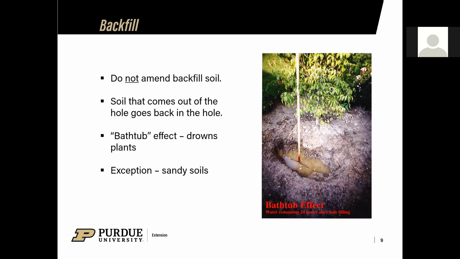The only exception I have to this rule is, I live in Seymour. My backyard is very, very sandy. I might put a little bit of compost or peat moss in that backfill just to hold some moisture around that root ball, because very sandy soils tend to dry out very quickly and they don't have that water holding capacity. So again, what comes out of the hole needs to go back in the hole.